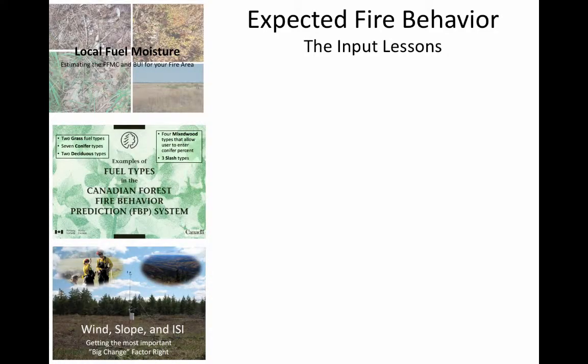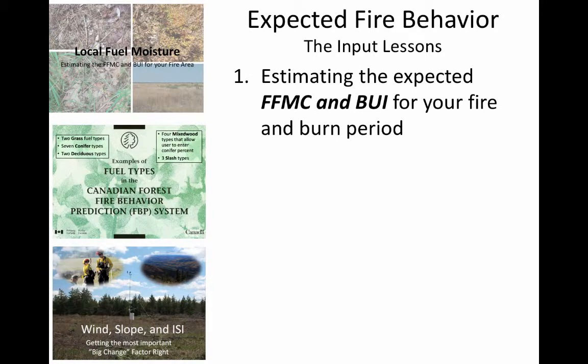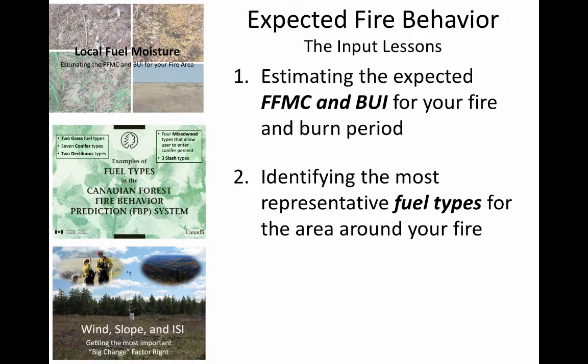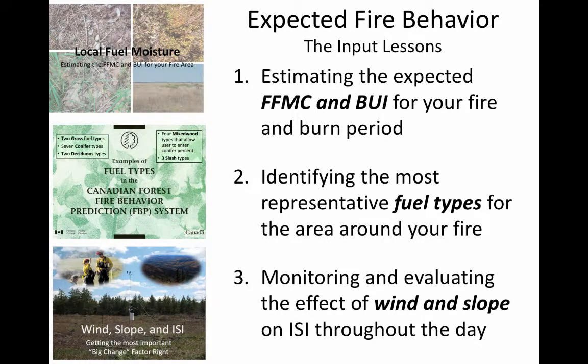Remember the input lessons that you viewed earlier? If you've not viewed them, consider doing so now. You need to estimate the FFMC and BUI to represent fuel moisture conditions on your fire ground. You need to identify the fuel types that burned in your fire and that remain unburned around it. And you need to monitor changes in wind speed and slope so that you can update the ISI used in your fire behavior estimates.